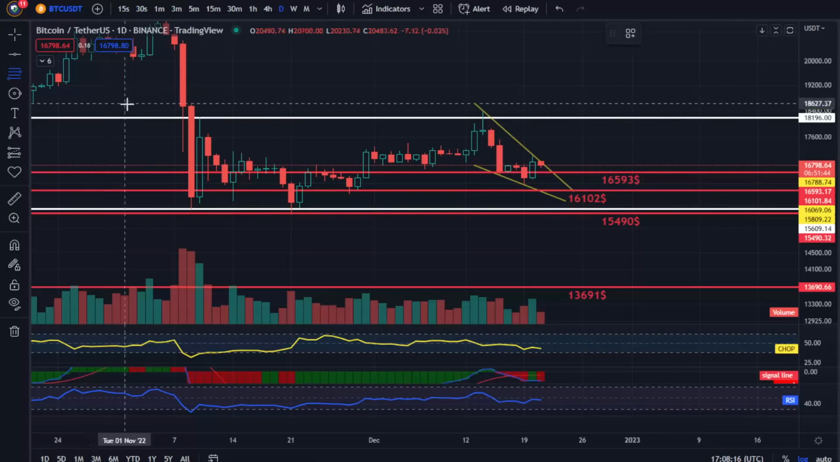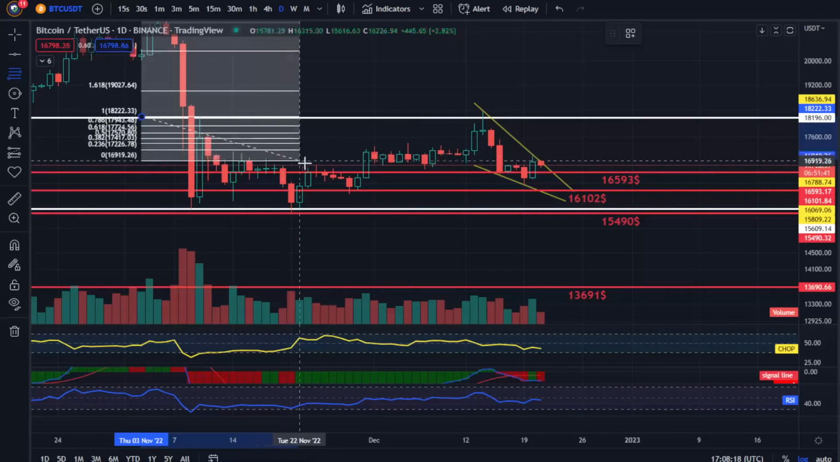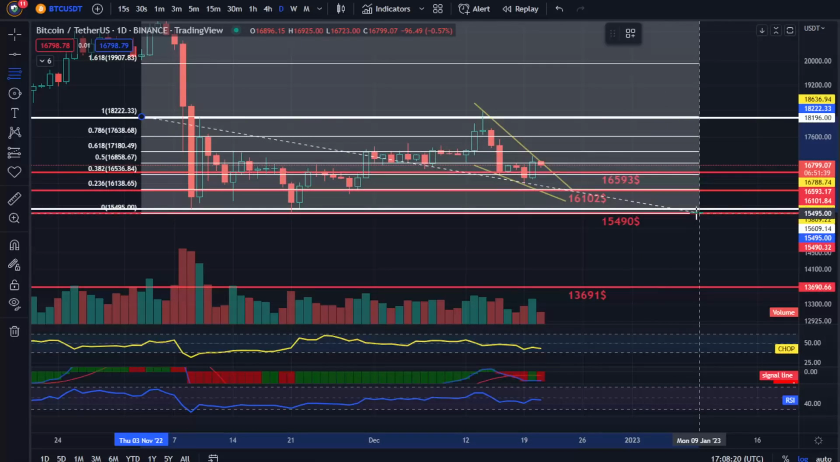Moving on, let's check the resistance areas for the price, and here we can see that we already had an attempt to break the previous high, which we minimally managed to do, but the price quickly moved back to the previously mentioned support at 0.618 fib.